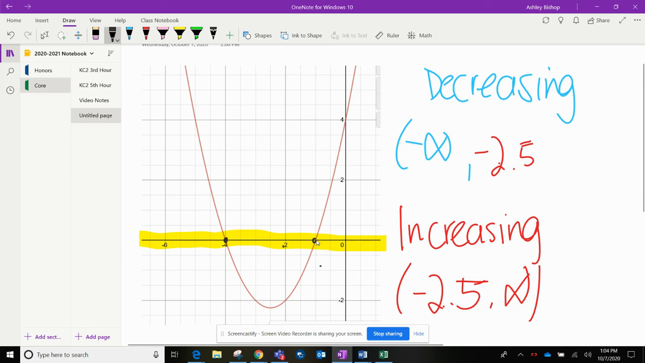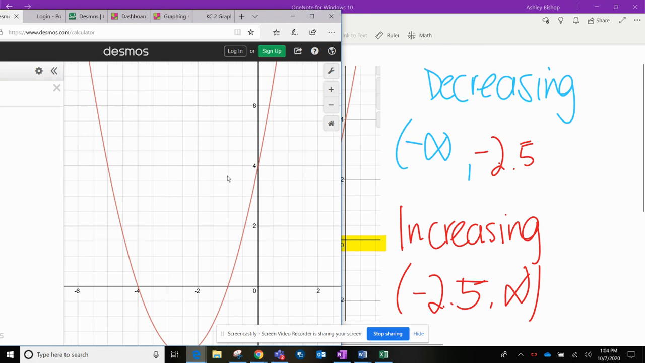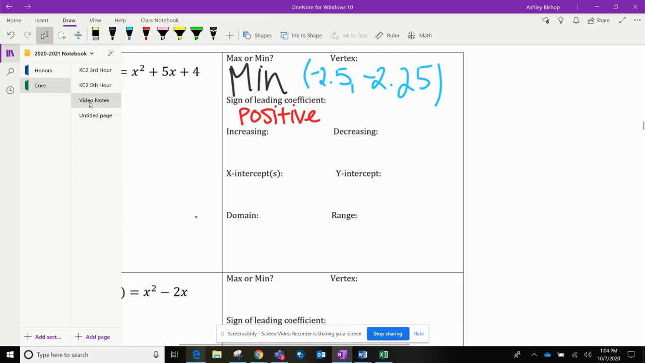So these are these 2 points. And so if I use my Desmos graph, if you look on Desmos, it gives you those 2 points for you. If you click right where your graph meets your x-axis, it'll give you those 2 points. So my x-intercepts happen at negative 4, comma 0 and negative 1, comma 0.